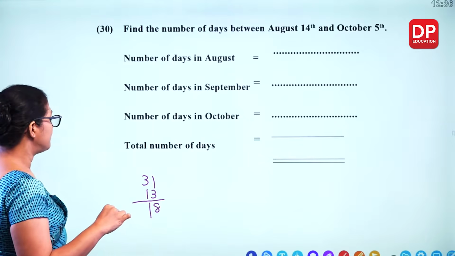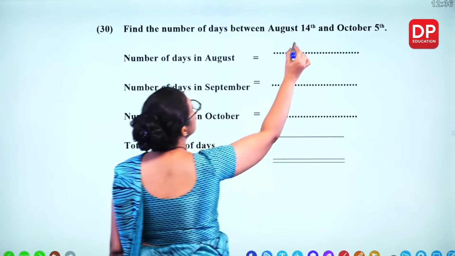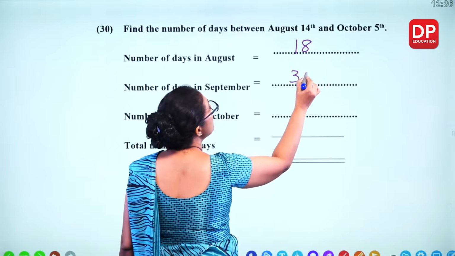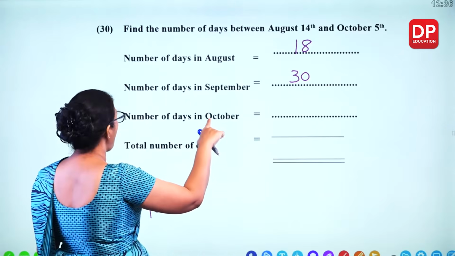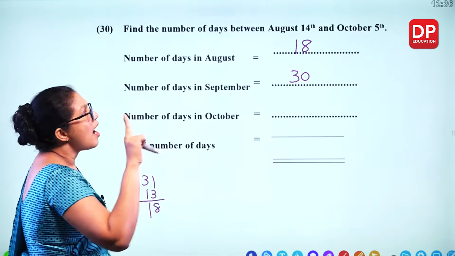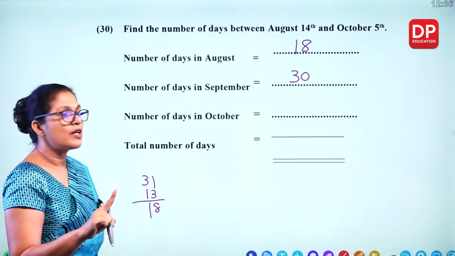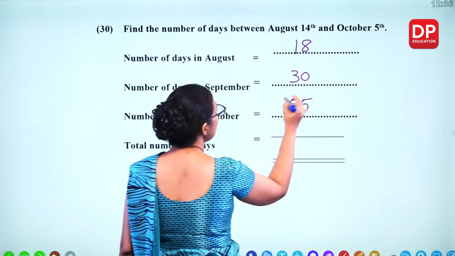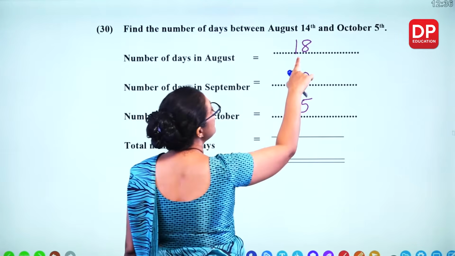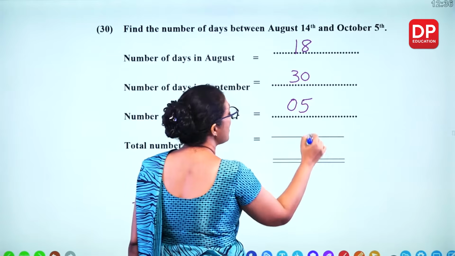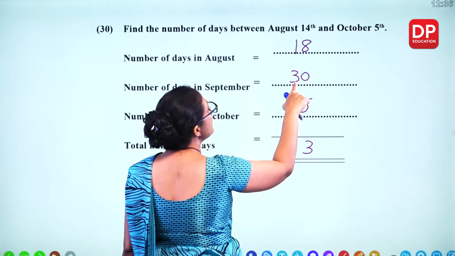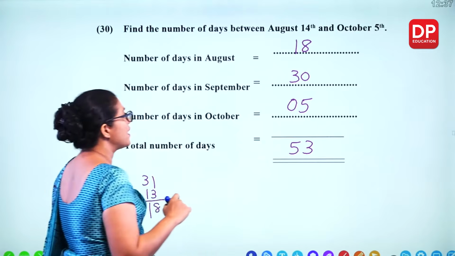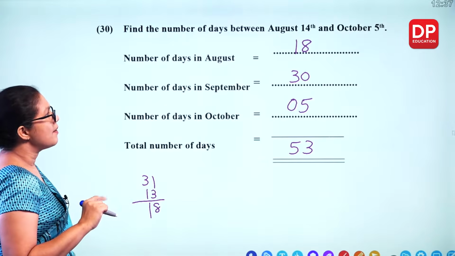18 days are there. So in August, 18 days are there. September, full month, 30 days. October, up to 5th. 5th also included. So 5th means you are adding 5. So how many days altogether? 8 plus 5, 13. 1 remaining. So 4 plus 1, 5. Altogether, 53 days are there.